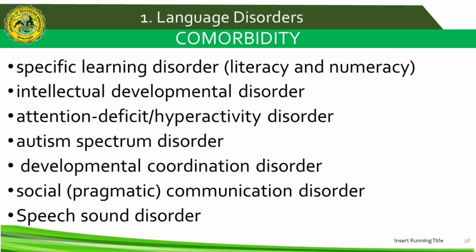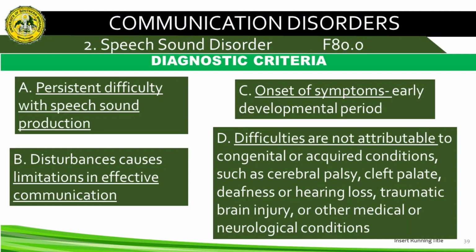For the comorbidity, language disorder may be associated with other neurodevelopmental disorders in terms of specific learning disorder, intellectual developmental disorder, attention deficit hyperactivity disorder, autism spectrum disorder, and developmental coordination disorder. So it is also associated with social pragmatic communication disorder and may co-occur also with speech sound disorder. Next online, under the communication disorders, we have the speech sound disorder.